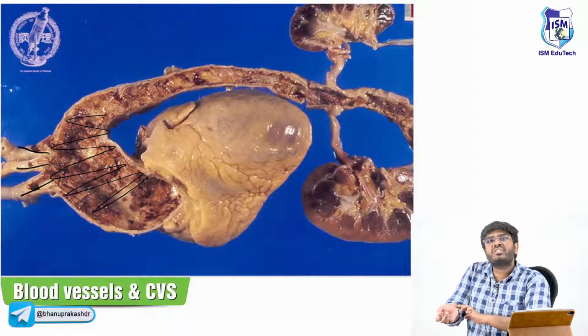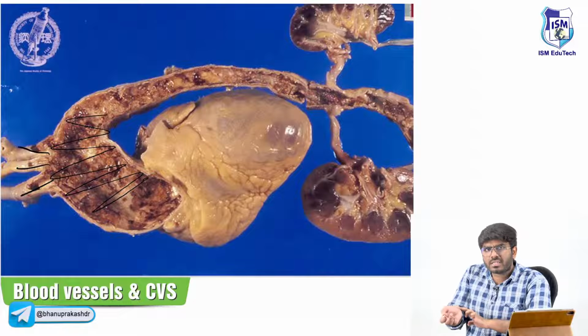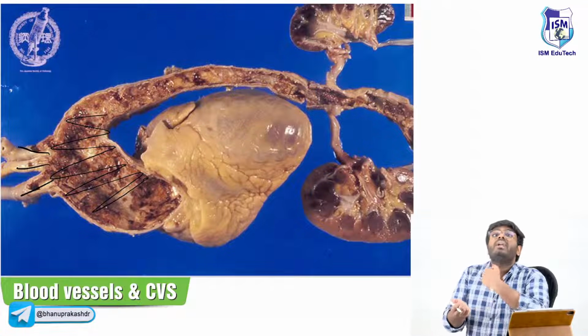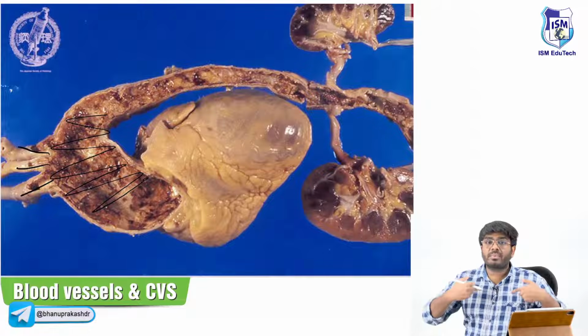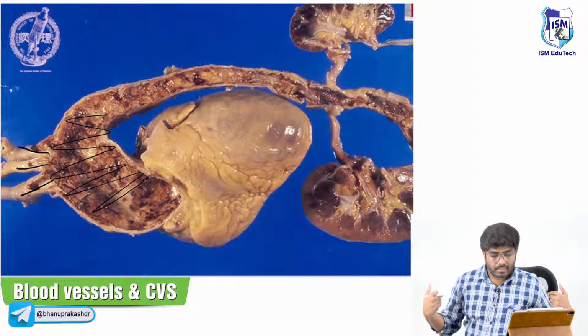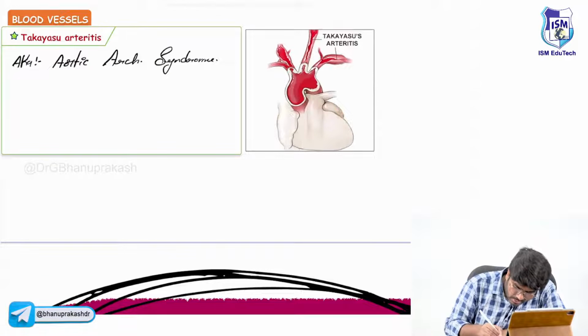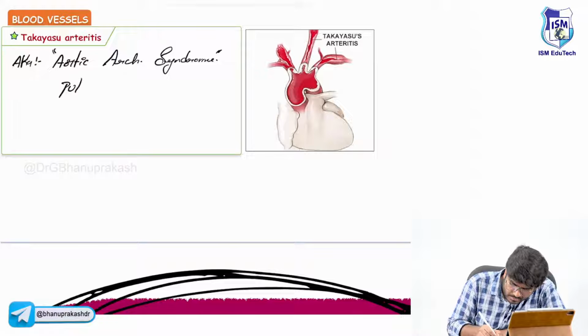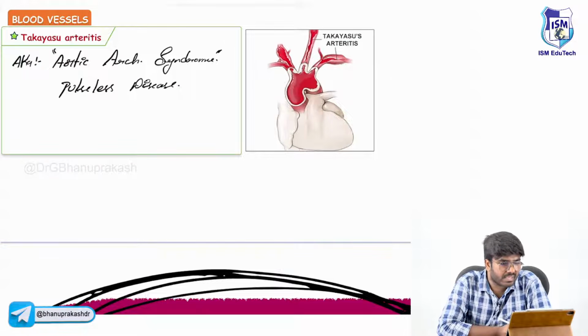So, when you try to measure the pulse, are you able to appreciate the pulse in the upper extremities? No, sir. Because the blood vessels are involved, the aortic arch is involved, the subclavian arteries are involved. Okay. So, this disease is also called aortic arch syndrome. One more name, that is pulseless disease. Okay, it's also called pulseless disease.